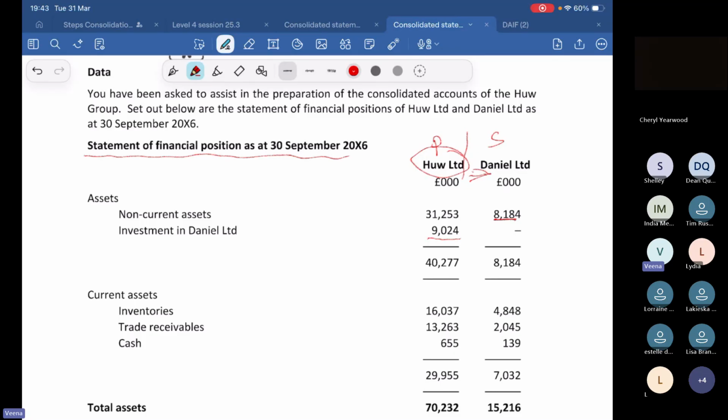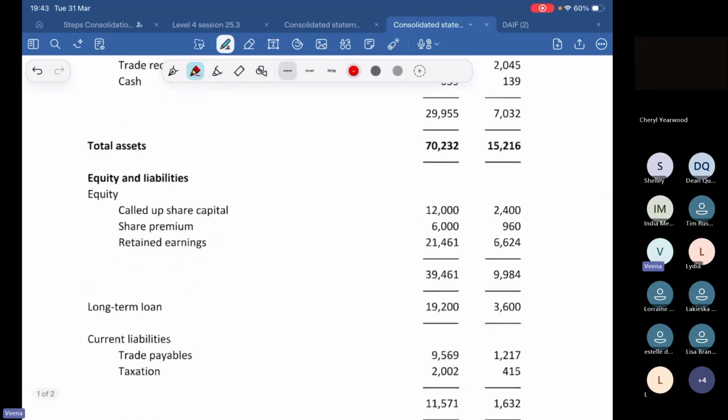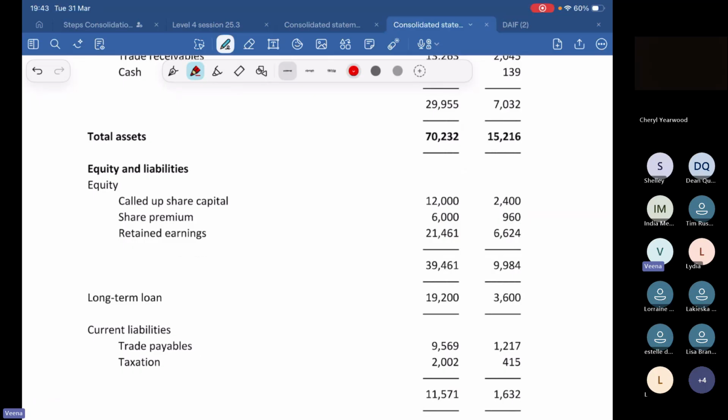So how much are we buying? What percentage is Hugh Limited buying? For that, I do not look at anything else right now. First of all, I go to the equity and liability section. There I want to see the called up share capital. Share capital is 2,400 here. Share premium, I've already explained what that is, is 960 there. So they have 2,400 plus 960 belonging to them.